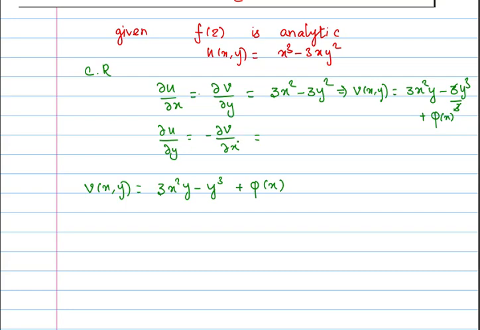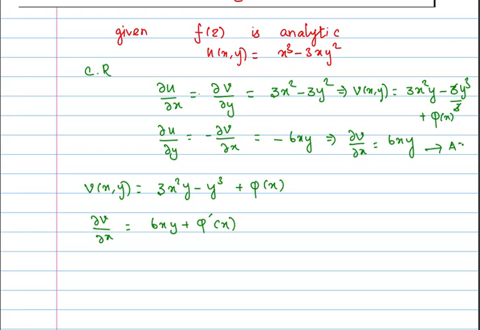The second condition: du by dy equal to minus dv by dx. So, I take the derivative partially with respect to y. x cube is constant, so minus 6xy, that is minus dv by dx. This implies dv by dx equals 6 times xy. Again, taking the derivative of v, dv by dx is 6 times xy plus phi prime of x. So, I am going to compare these two.